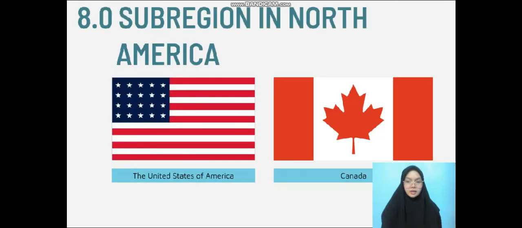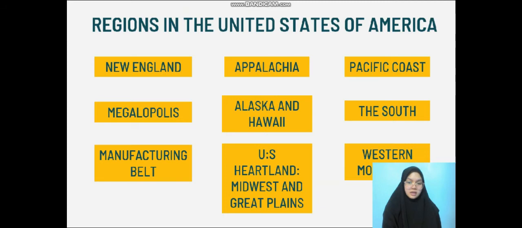Moving on to the sub-regions in North America, there are two sub-regions, which are the United States of America and Canada. And these are the list of regions in the United States of America, which are New England, Megalopolis, Manufacturing Belt, Appalachia, Alaska and Hawaii, U.S. Heartland, Midwest and Great Plains, Pacific Coast, the South and Western Mountains. And today I'll be covering Pacific Coast, the South and Western Mountains.